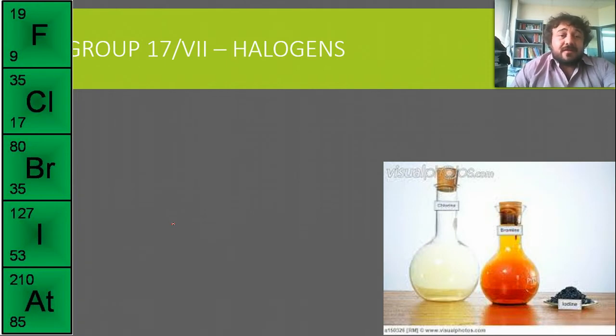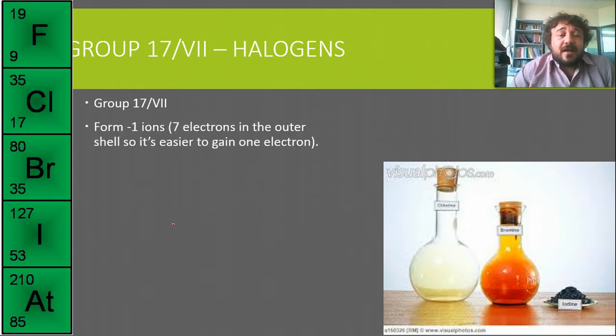Now let's move to group 7, the halogens. These elements tend to be pretty nasty actually. These are the really dangerous ones that we tend to not let you play around with too much. They're group 7, and they all form -1 ions. They have 7 electrons in the outer shell, so it's easier for them to just gain one. If they gain 1 electron, then they've got a charge of -1 because they've got 1 more electron than they do protons. They are very reactive, and they're super dangerous.